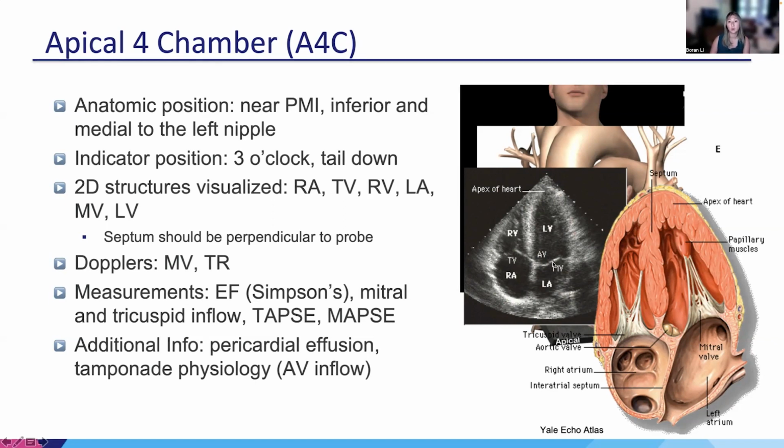Other things that are good from here, because your AV valves are oriented perpendicular to your probe, and this means that the blood flow that rushes through it is parallel. So this is a great place also to get your mitral and your tricuspid valve Dopplers. It's also a good place to get your TAPSE and your MAPSE, because tricuspid valve, mitral valve. And we can see things like pericardial effusions and tamponade physiology. So in tamponade physiology, you'll see buckling of your RA and your RV, and you'll get different inflow gradients or variability across your mitral and tricuspid valves. So we won't go over that now.